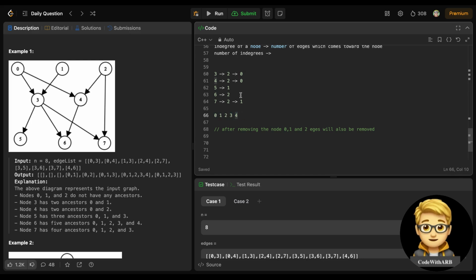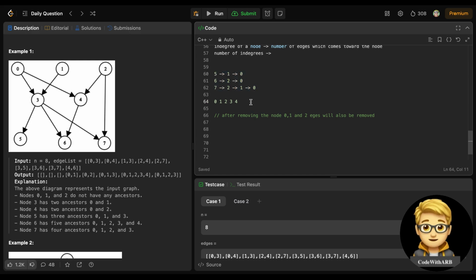Both is correct, right? So 3 and 4 would be there, right? If I remove 3 and 4, I included 3 and 4, so I will remove it. After removing this, 5, 6 and 7, all edges will be removed. So after this 3 and 4, this 1 changes to 0, and this 2 also changes to 0, and this 7 also changes to 0, right? So 5, 6 and 7 are all in 0, so we can include that.